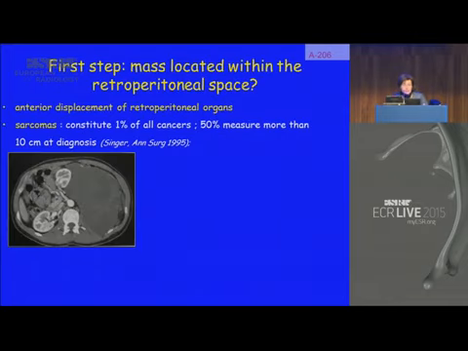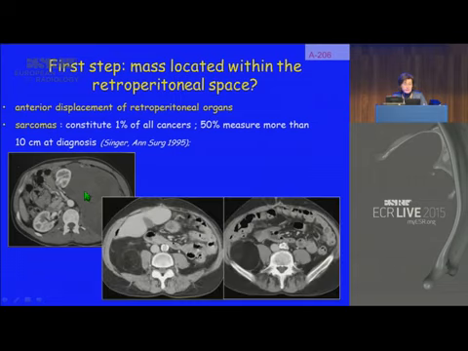So the first step in characterization is to confirm that the mass arises from the retroperitoneal space. And anterior displacement of the retroperitoneal organs, such as the kidneys, the adrenals, or the pancreas, strongly suggests a primary retroperitoneal mass, as in this example on the left side of leiomyosarcoma, which displaces the kidney anteriorly.